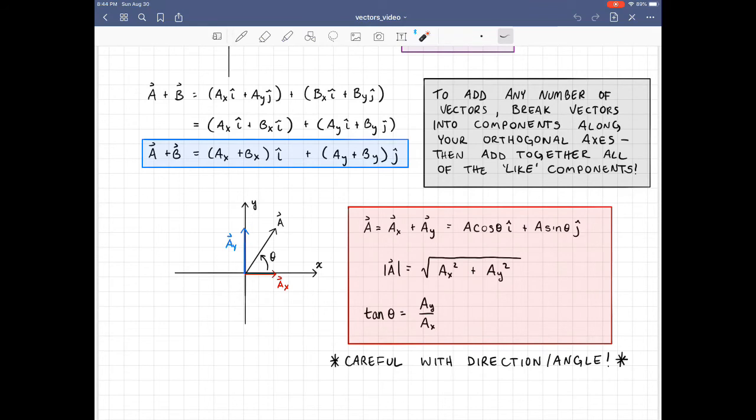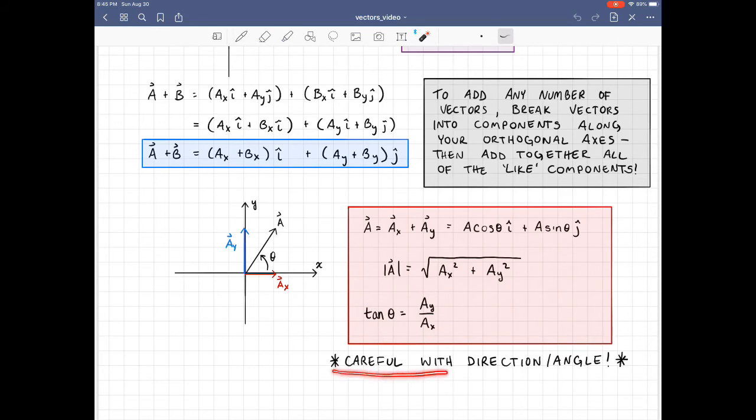And so our magnitude for our A vector is just the Pythagorean theorem. So AX squared plus AY squared equals A squared. So that's the Pythagorean theorem. And then if we want to get the direction of the vector, well, tangent of theta right here is going to equal AY divided by AX. And that's where this comes from.